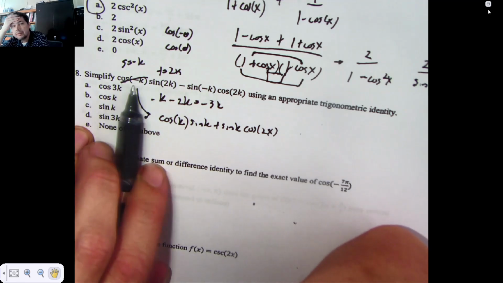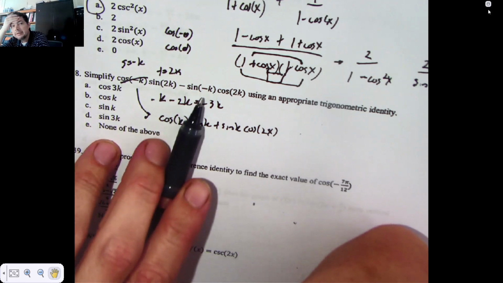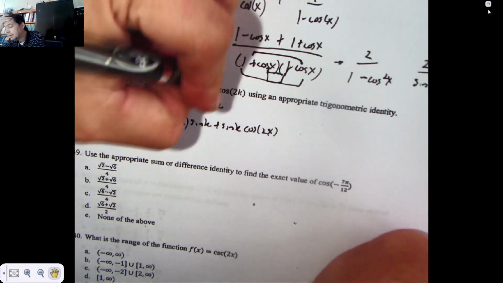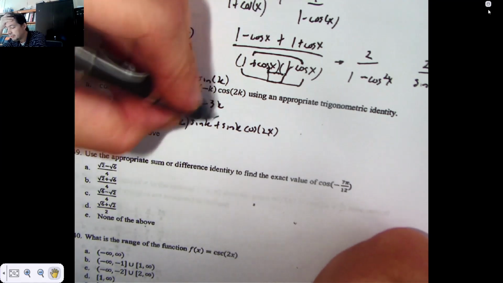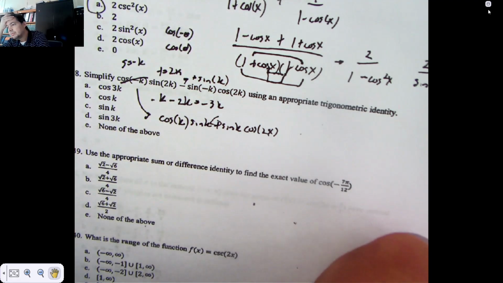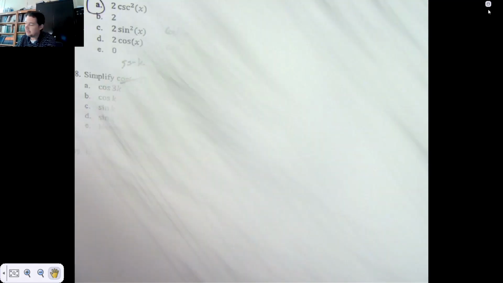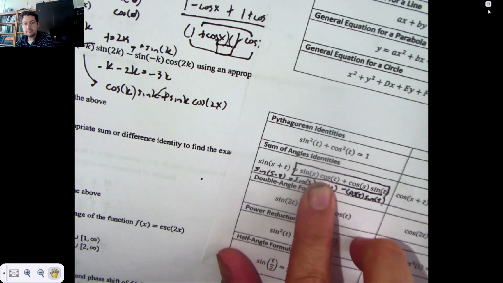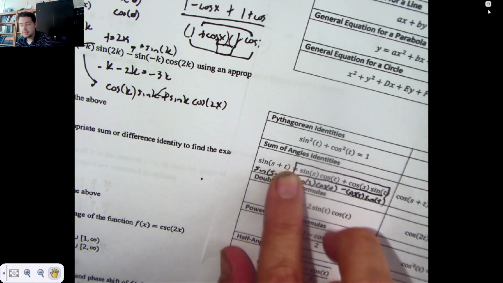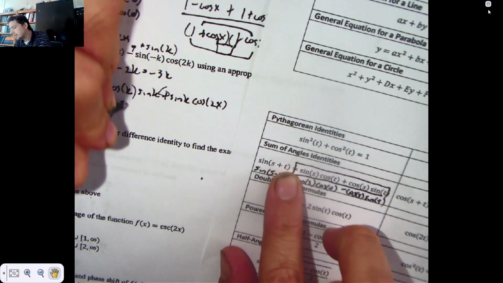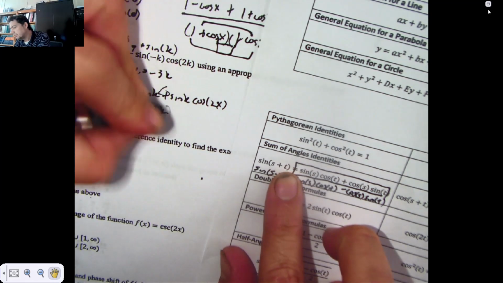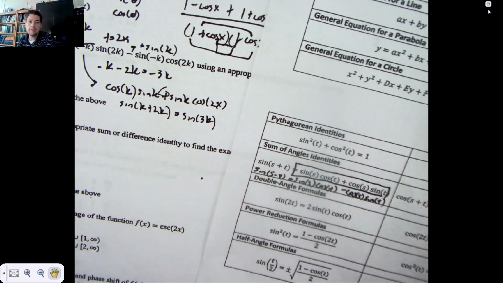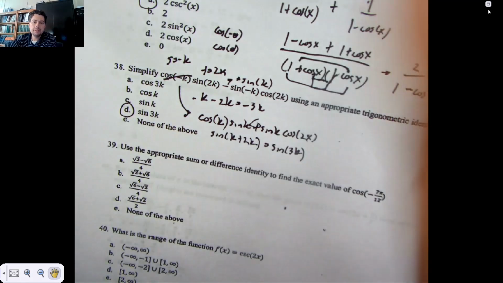Cosine of a negative angle is the cosine of a positive angle. The sine of a negative angle is the negative sine of a positive angle. So these become positive, and it's something familiar. It's this one right here on your reference sheet: the sine of s plus t. So this is the sine of k plus 2k, which is the sine of 3k. Easy problem. I'm just tired and screwing up.